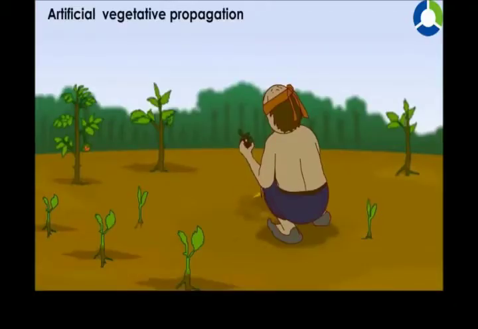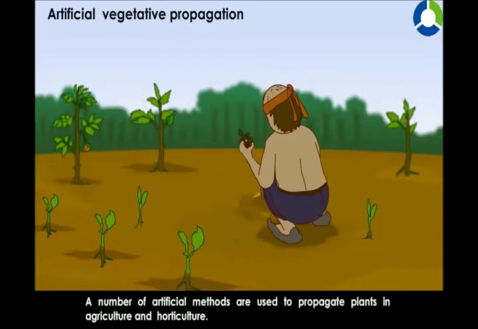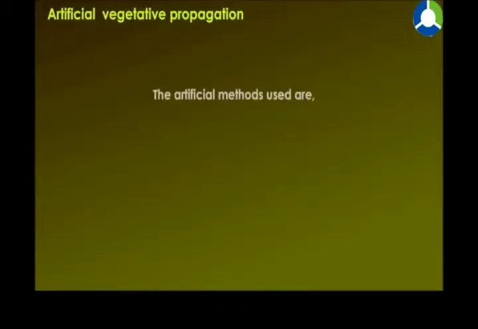Artificial vegetative propagation. A number of artificial methods are also used to propagate plants in agriculture and horticulture. The artificial methods used are layering, cutting, grafting, and tissue culture.